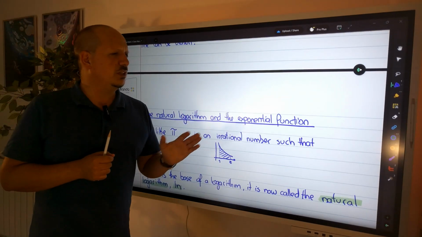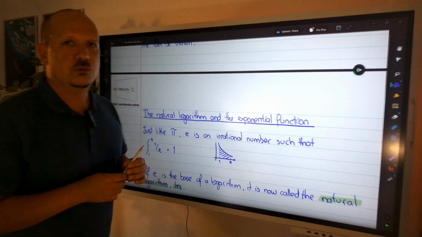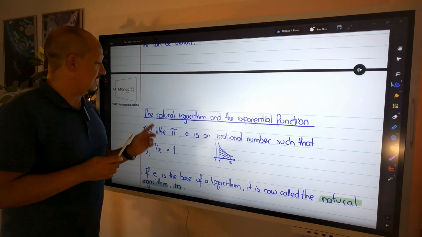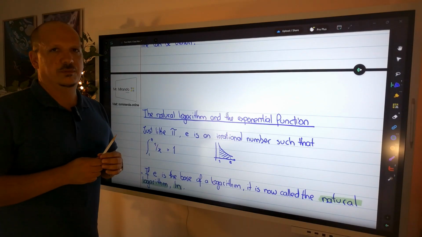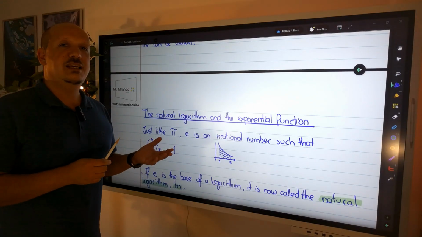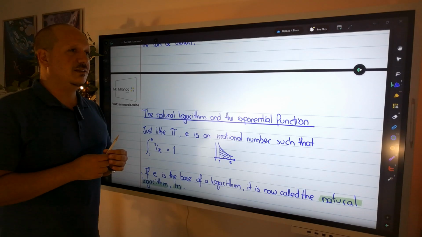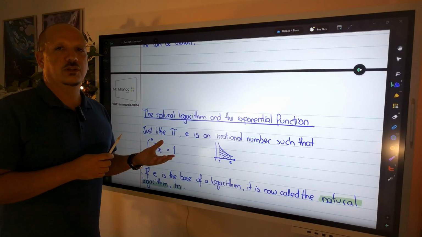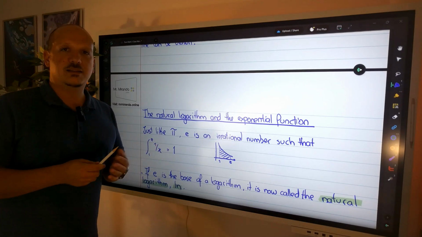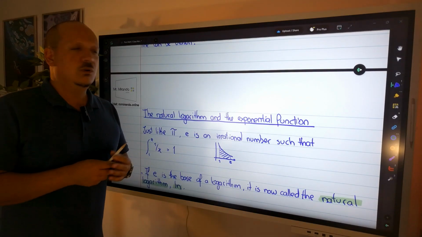I've mentioned this a couple of times, saying that I will bring this up later on, and this is it. What is the natural logarithm? I talked about this number e, and e is an irrational number, the same way that pi is an irrational number. Where does it come from?